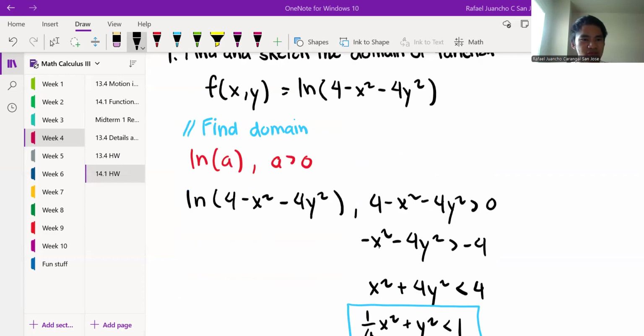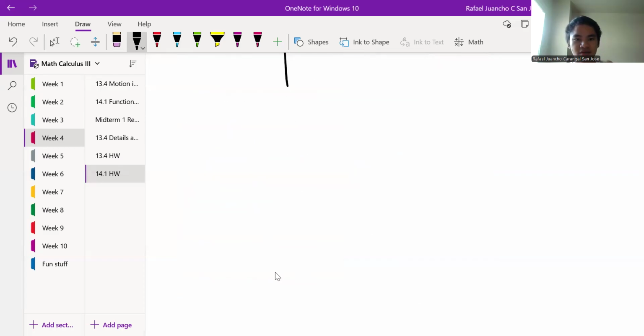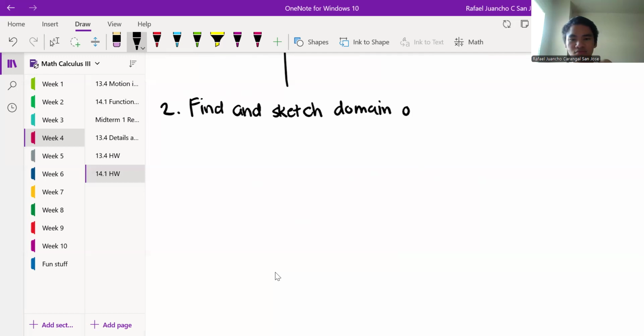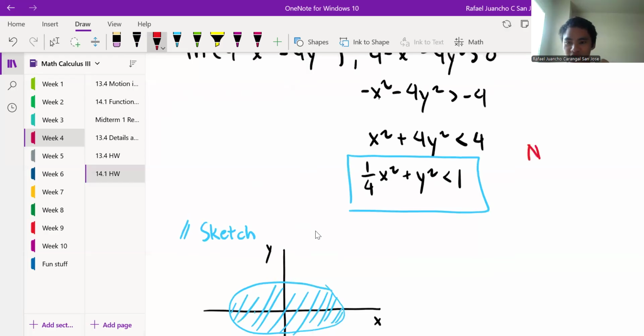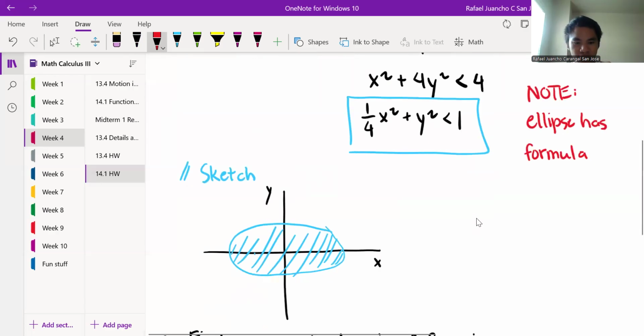Ooh, we have like 49 here. Okay, we do it again. So here I find and sketch the domain of the function. Yeah, I forgot. So just a note for me. When we're dealing with an ellipse, it has a formula, and I think it was because an ellipse is in 2D.